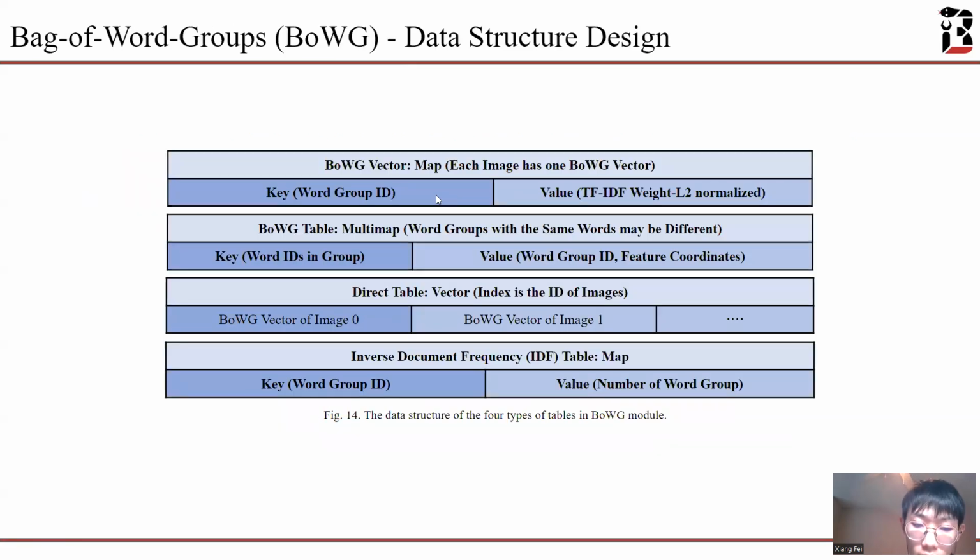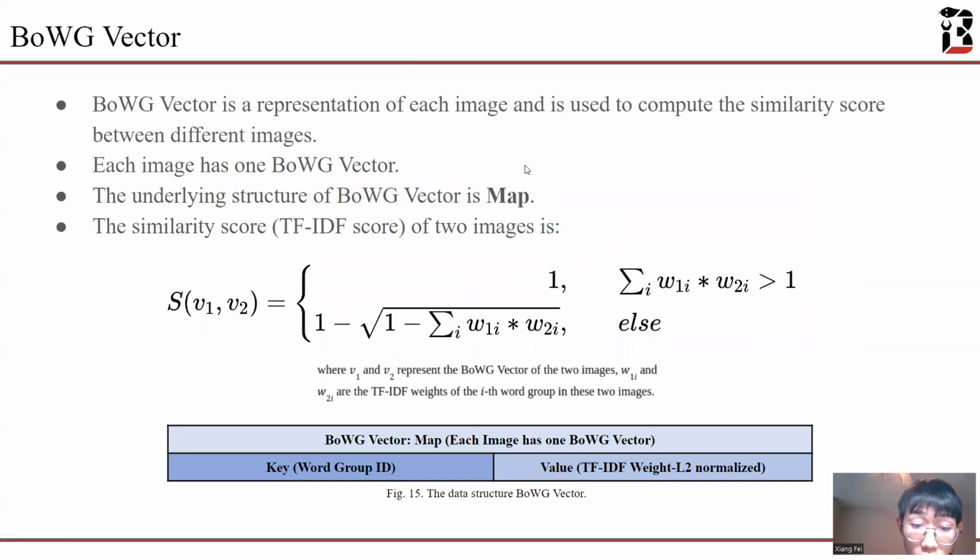Then is the data structure design of our BoWG module. And to implement this module, 4 different types of tables are required. First is BoWG vector, which is a representation of each image and is used to compute the similarity score between different images. Each image has one BoWG vector. The underlying data structure is map, and the similarity scores of two images is as the formula shows.